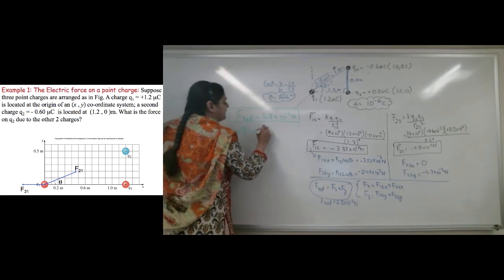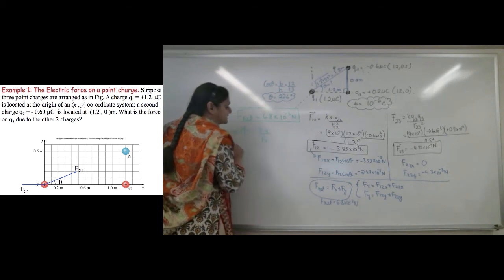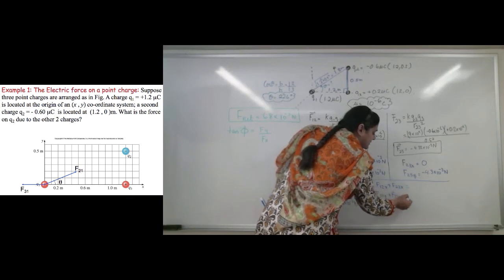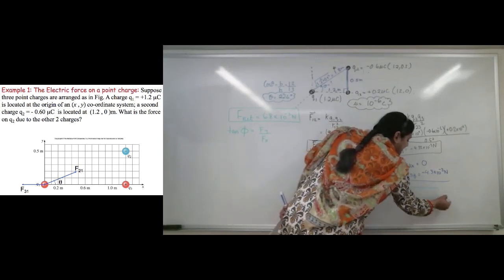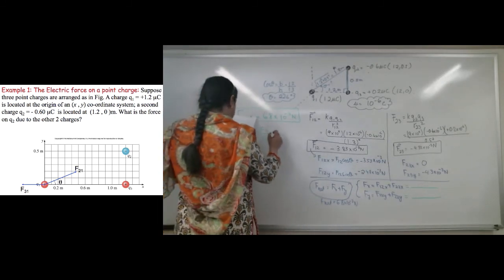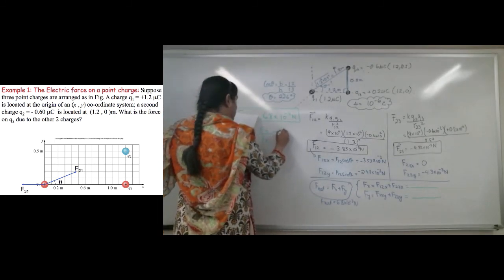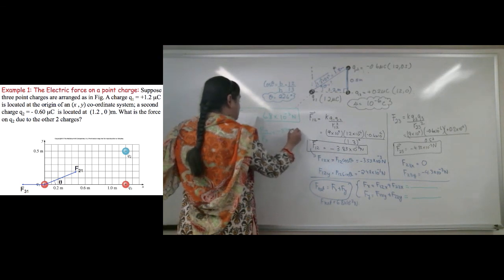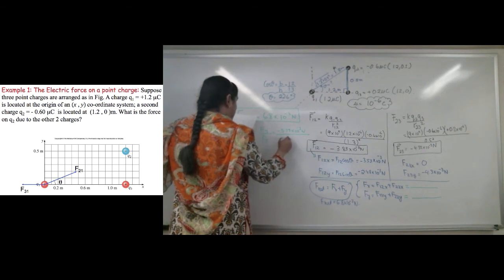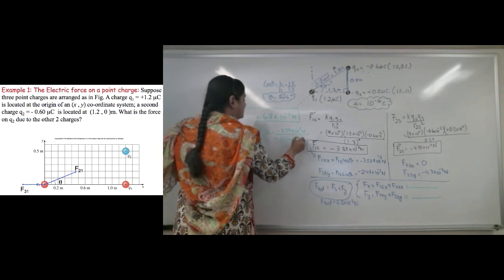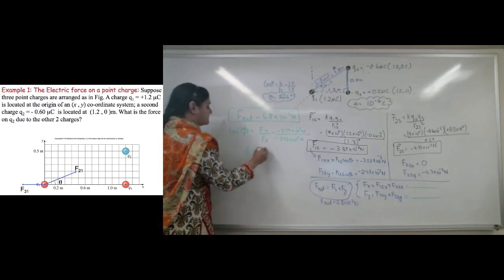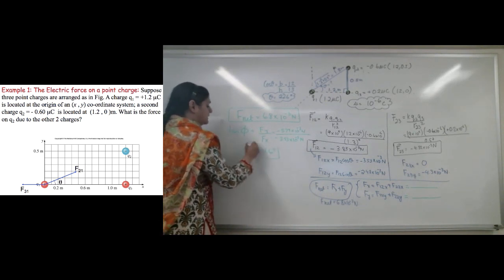Tangent inverse of Fy over Fx. Where am I going to get Fy and Fx? These values. Remember I told you to find these values? This is where that's going to come in handy. So I'm going to give you the values I get: minus 5.79 times 10 to the minus 3 newtons divided by minus 3.53 times 10 to the minus 3 newtons. Once I have that, I can calculate the angle, and it comes out to be that.